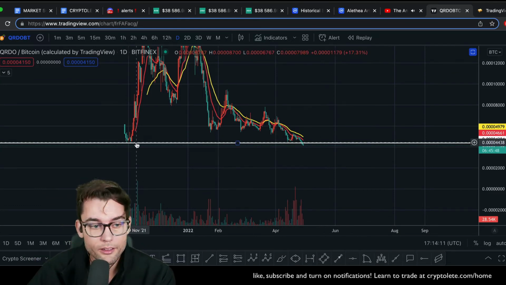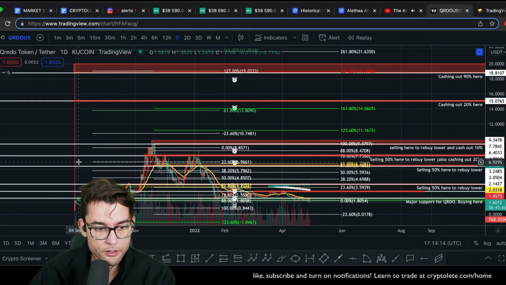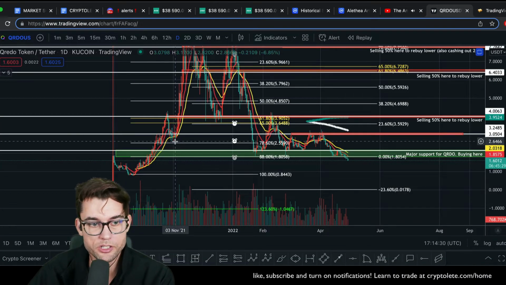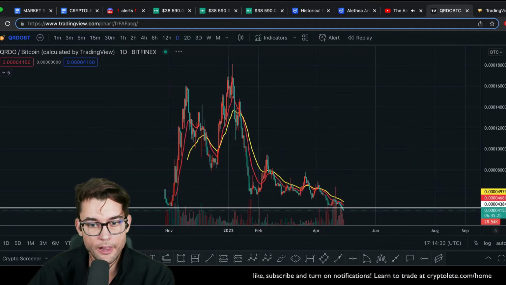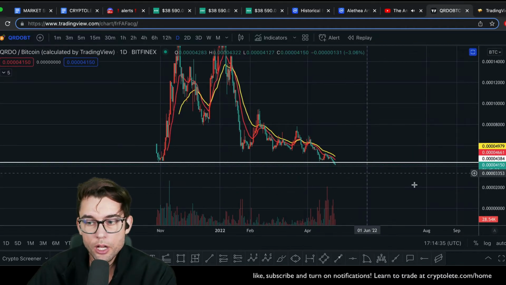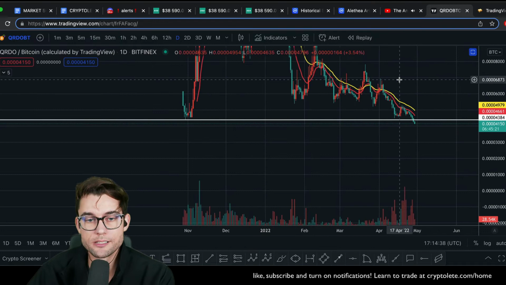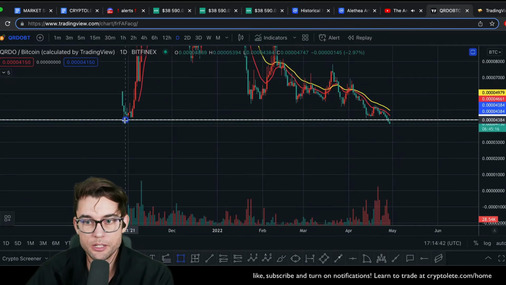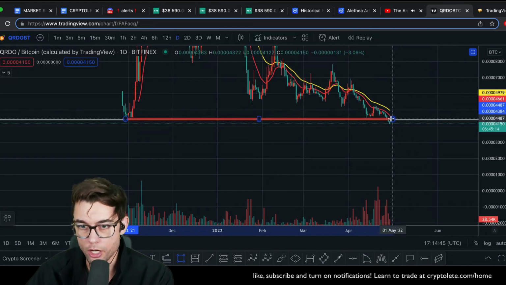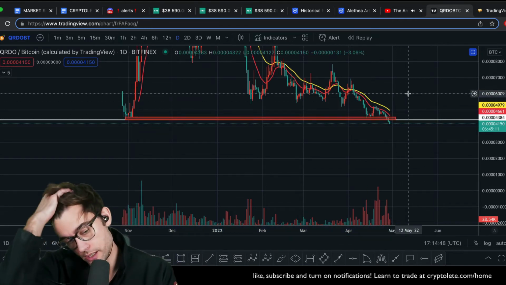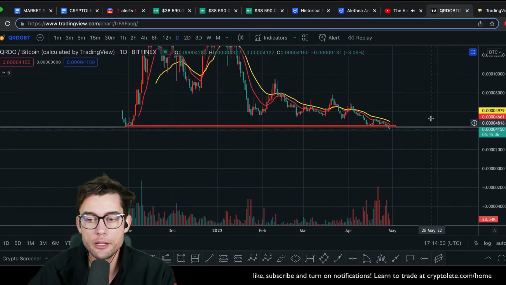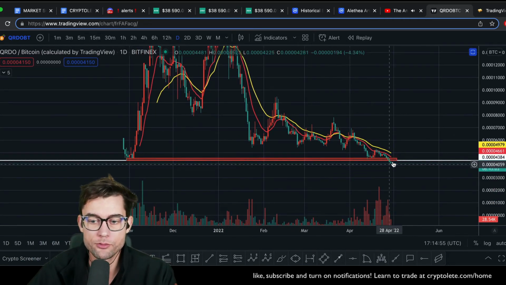So hold on a second. November QRDO. Let's see. Yeah, this was basically the bottom over here against Bitcoin. And it fell, like it's below. I don't want to own a coin that drops below the lowest possible points on the chart. Does that make sense? So to me, this is a dead coin against Bitcoin. I don't want to hold coins that have dropped this low.